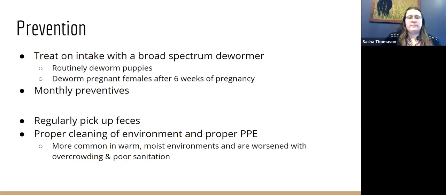And then when picking up those feces, have proper PPE. Since they can burrow through skin, we want to make sure that we have proper footwear. So closed-toed shoes, wearing gloves, and then cleaning that environment. These do like to persist and be more common in areas that are warm or moist, and they can be even worse. The situation can be worsened with overcrowding, poor sanitation, things like that. So it's important to pick up that feces at minimum daily, wearing gloves, closed-toed shoes, and properly cleaning your environment.